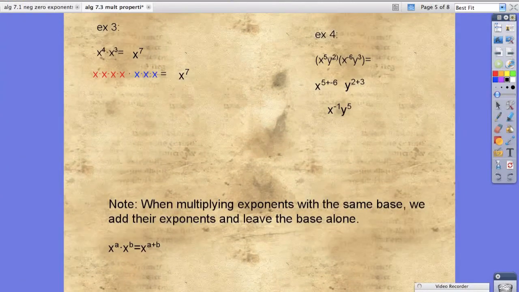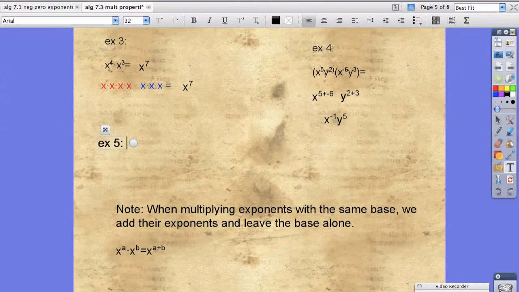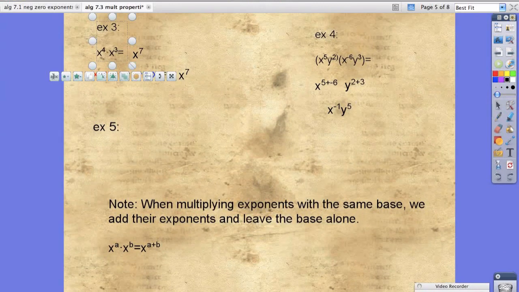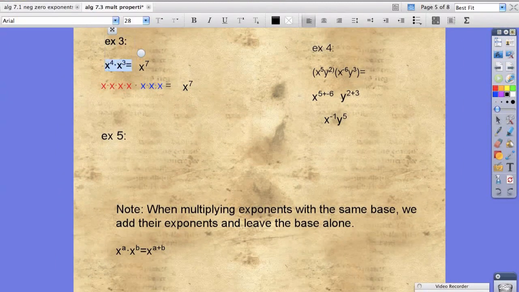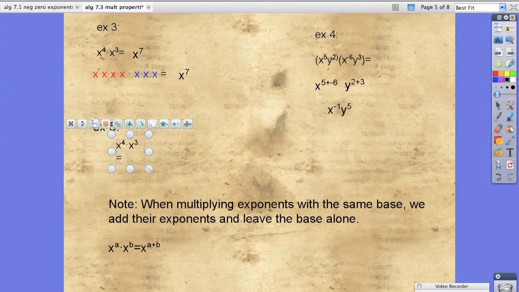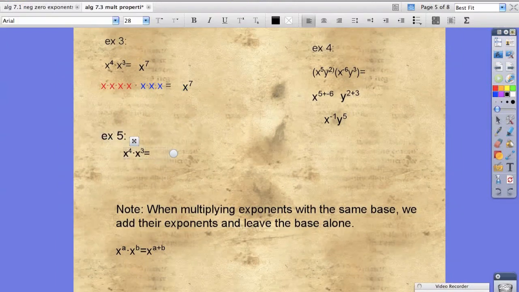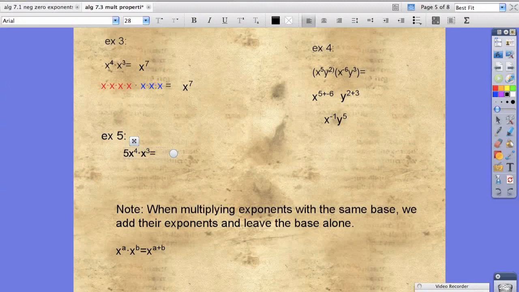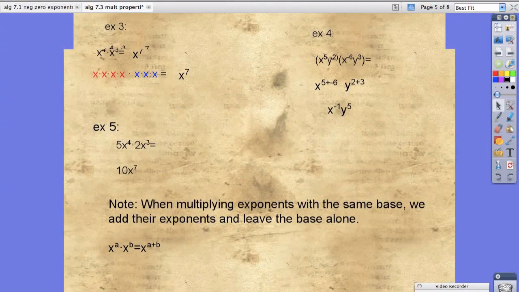So let's try one more problem, bonus example 5 problem, just to make sure we have this down perfectly. So what we're going to do is I'm going to steal this original problem from example 3, and we're going to make one small change to it. We're going to say, what if we have 5x to the 4th times 2x to the 3rd. Now notice the 2 and the 5 aren't the same bases, so really what we're looking at is 5 times 2. And 5 times 2 is 10, and because their x's are just like the ones we had in example 3, it should still say x to the 7th power.